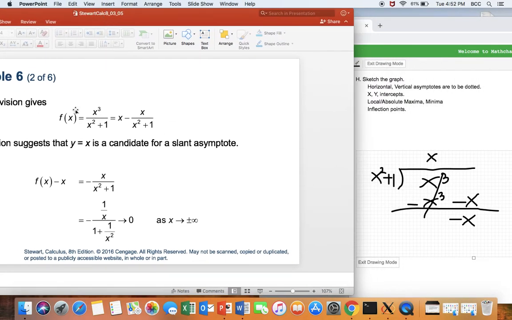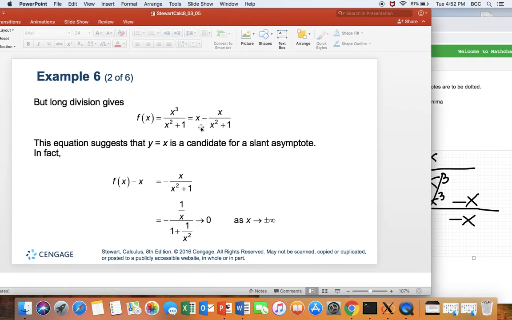When you divide x cubed by x squared plus 1, the quotient is x and the remainder is negative x. That's why it is negative x over x squared plus 1. Okay, so the quotient, I hope this is clear, is by itself. The remainder is not yet divided. It's not been completely broken, so you need a fraction there.